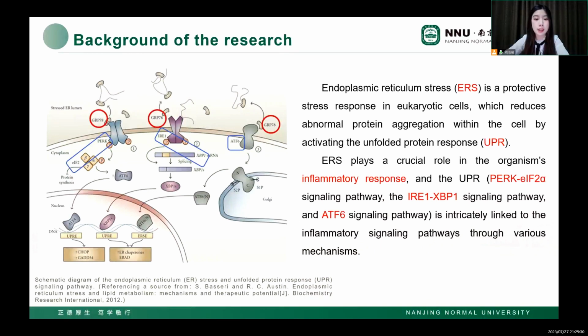So in this study, we investigated the effects of ERS and its downstream UPR signaling pathways on copper-induced immunity in the intestinal cells of T. fasciatus through in vivo and in vitro experiments. We hope the results of this study can reveal the mechanisms underlying copper toxicity in T. fasciatus and provide some basic information for the rational use of copper in the culture of T. fasciatus.